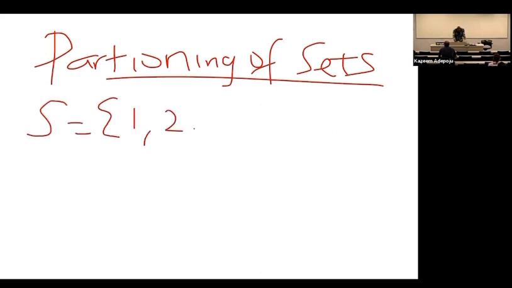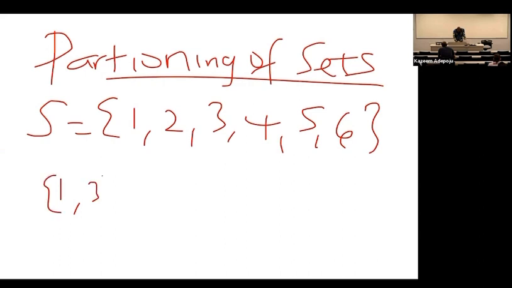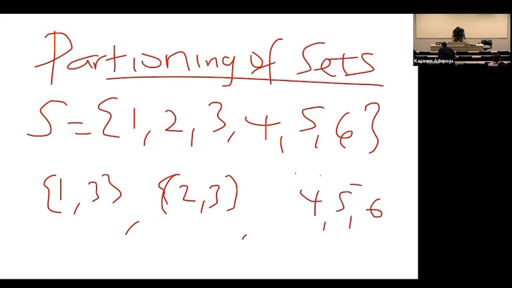If I have this, one of the partitions could be 1 and 3. Another partition could be 2 and 3. Another partition could be 4, 5, 6. Take a look at that. It's such that when you unify the separate sets, it's going to give you back the original set.